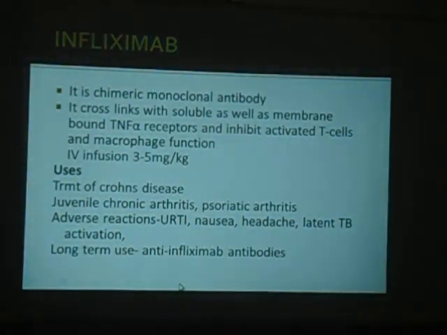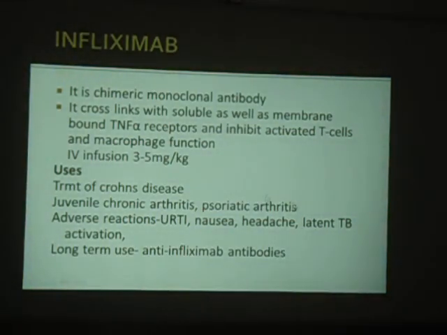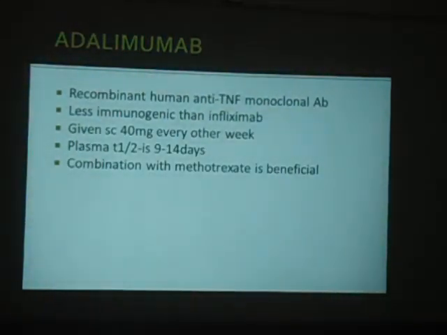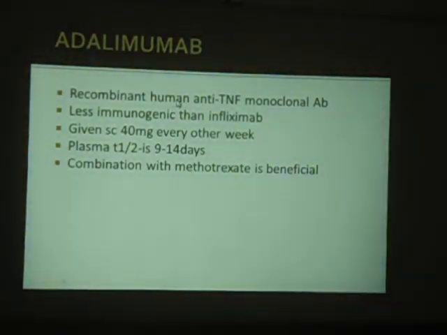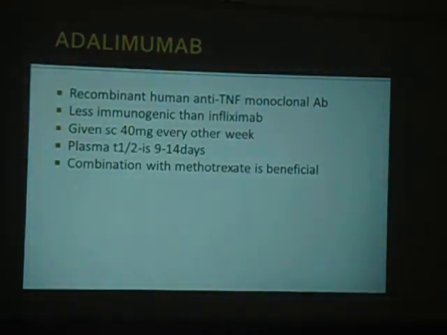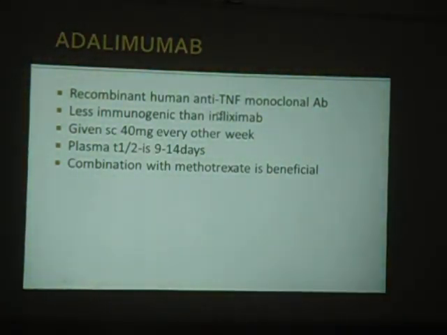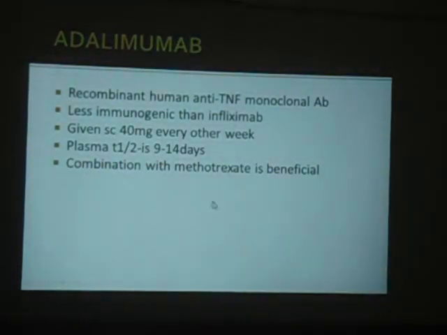With long term use, again like the previous drug we saw, anti-infliximab antibodies can develop. Coming to the next drug, again a MAB. It is fully humanized. XI stands for both animal part and human part. MU stands for humanized, a recombinant human anti-TNF monoclonal antibody. Completely humanized means it has less tendency to cause allergic reactions. When the animal part is there, like in the chimeric, there is more tendency for allergic reactions, so it is more immunogenic, like infliximab. Given subcutaneously, plasma half-life is about 9 to 13 days. Again, a long half-life. It can also be combined with methotrexate.